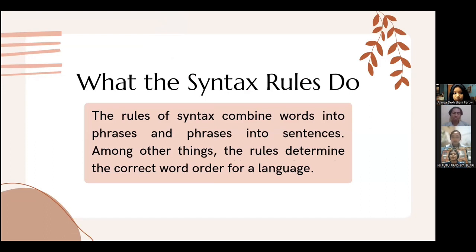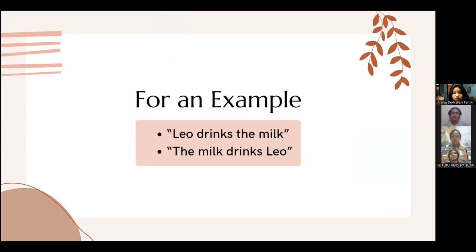And next, I will explain about the rules of syntax. Now, the rules of syntax combine words into phrases and phrases into sentences. Among other things, the rules determine the correct word order for a language. Next slide. Now, for an example, English is a subject, verb, object, or SVO language. Now, let's see an example of an SVO sentence.